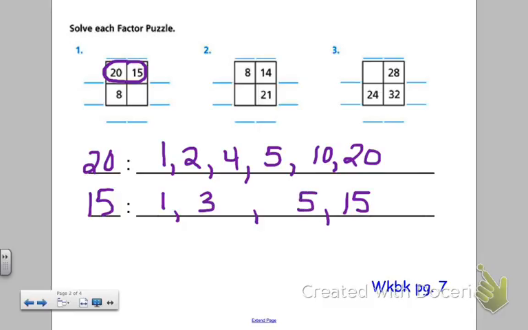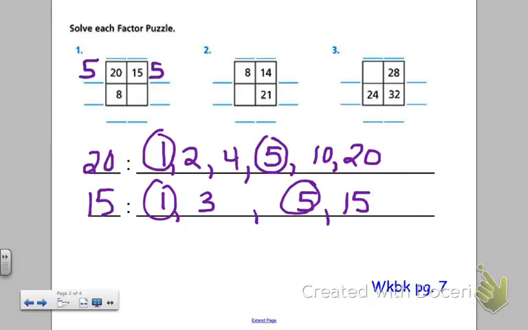So those are all my factors of 20 and 15, and obviously they have 1 in common, and they also have 5 in common. I'm betting 5 is probably the common factor that they're looking for. So what I'll do is I'll put 5 on the left and the right side of the 20 and 15. I could also look at columns. Maybe I'll look at this column here, 20 and 8.